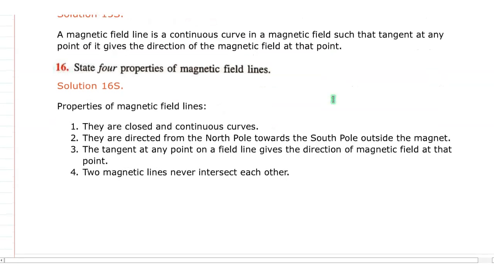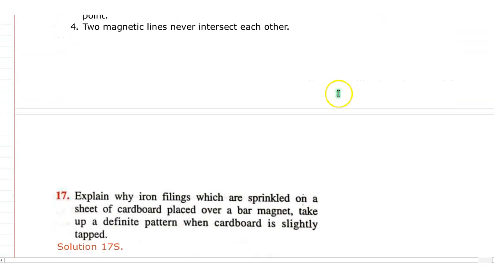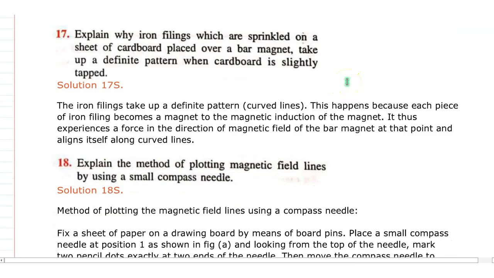State four properties of magnetic field lines. I have told you previously, you can check, and these are four important properties. Explain why iron filings sprinkled on a steel or carbon plate over a bar magnet take up a definite pattern when the plate is slightly tapped. The iron filings take up a definite pattern.